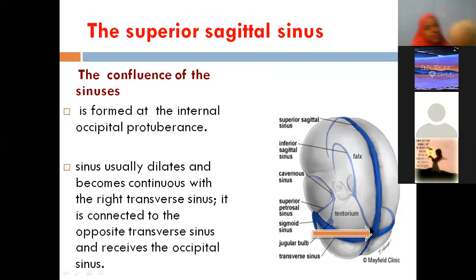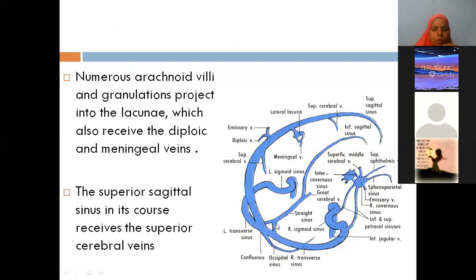So, this is the external occipital protuberance. I can show you in the skull bone. If you remove this cranial vault, inside correspondingly we have one more elevation inside the cranial cavity. Correspondingly, that is the internal occipital protuberance where you have the confluence. Okay, then basically the superior sagittal sinus, most of the time, is becoming continuous with the right transverse sinus. Then it is also receiving the occipital sinus. In another view I will show you.